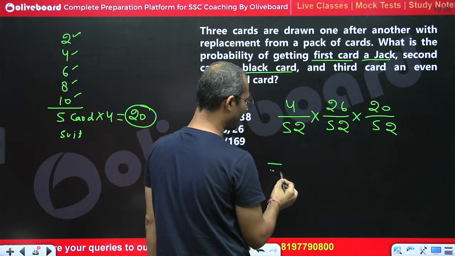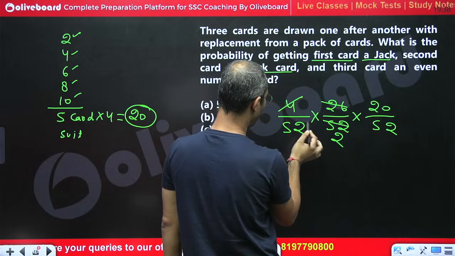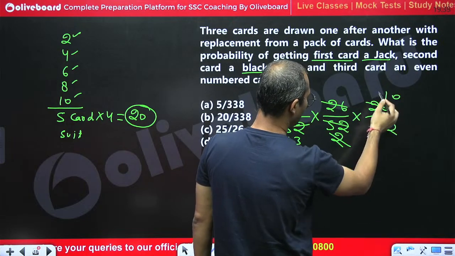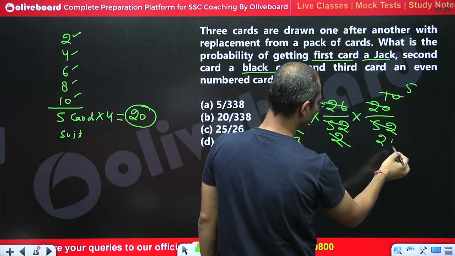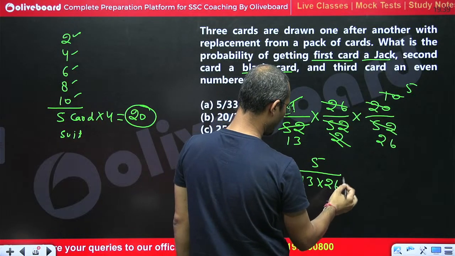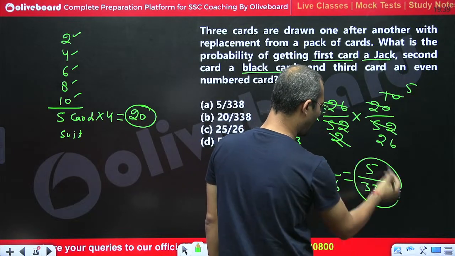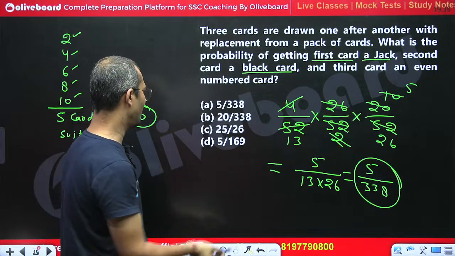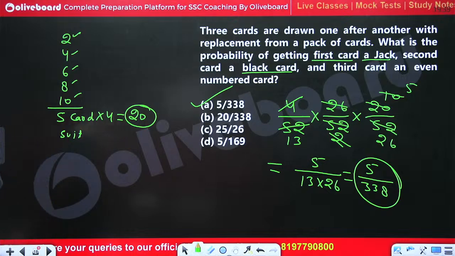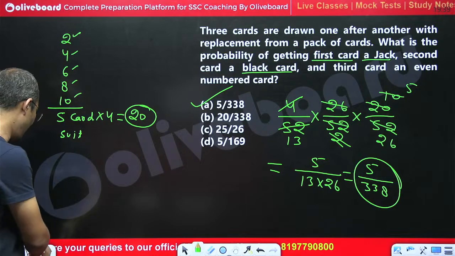Now we have to calculate this. 26 twos are 52, and 4 thirteens are 52. And 2 fives are 10, and 2 thirteens are 26. So we will get 5 upon 13 into 26. 13 into 26 would be equal to 338. So the answer would be 5 by 338. A part would be the right answer. Yes, A part would be the right answer. Is this clear, guys? So moving to the next question.